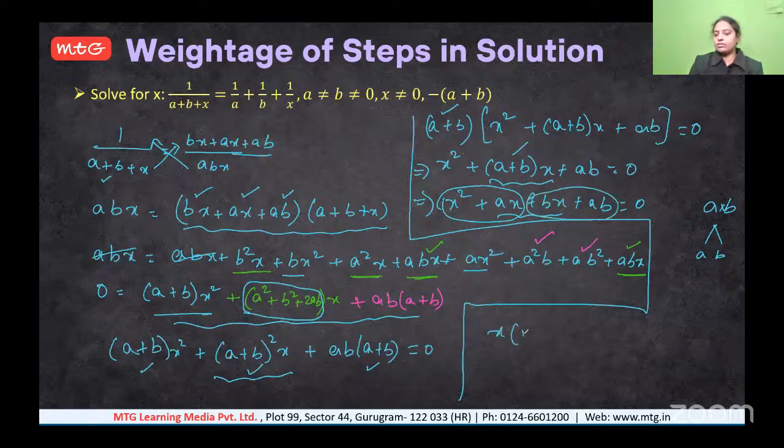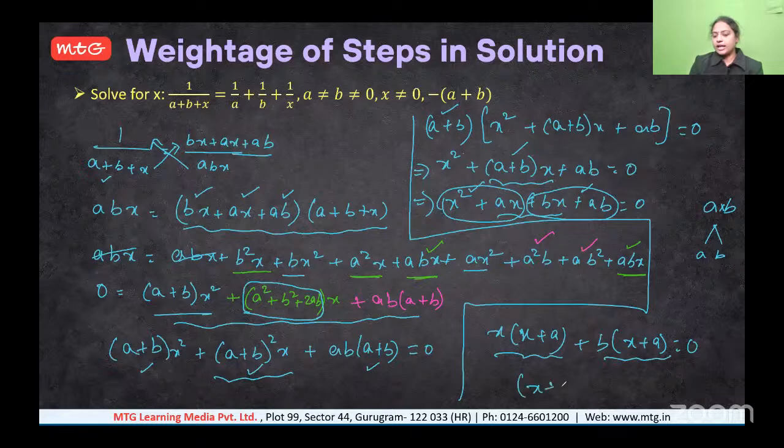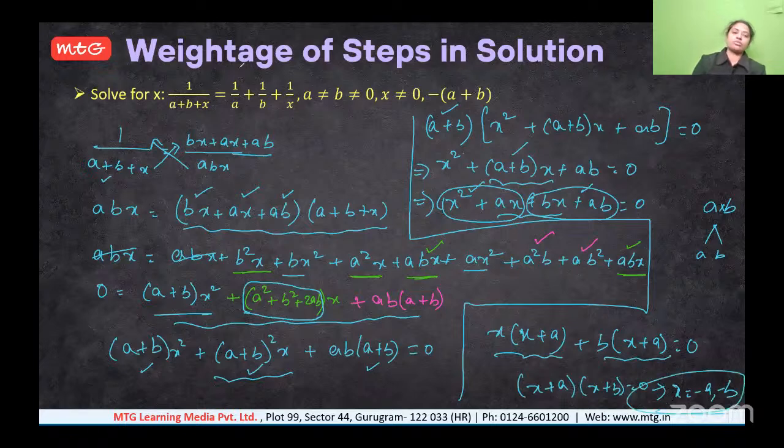So x into x plus a will be one factor of the first group, and the second group will be factorized with b into x plus a. अब दोनों ग्रुप्स में x plus a is a factor, so x plus a into x plus b would be the other factor. इन दो फैक्टर्स को मैं अगर इक्वेट करूंगी जीरो को, मेरे पास x वैल्यूज मिलेंगे माइनस a एंड माइनस b. These are the roots of this quadratic equation.